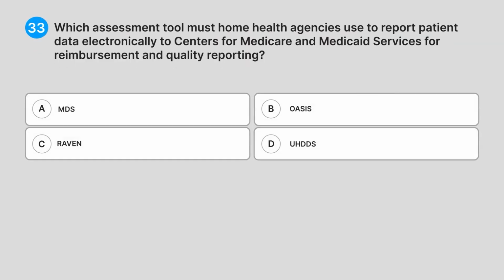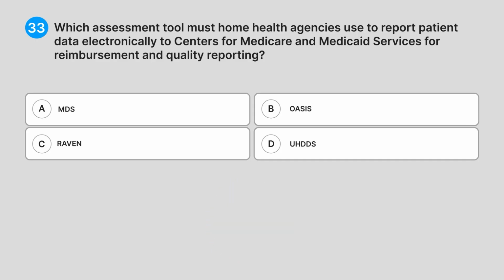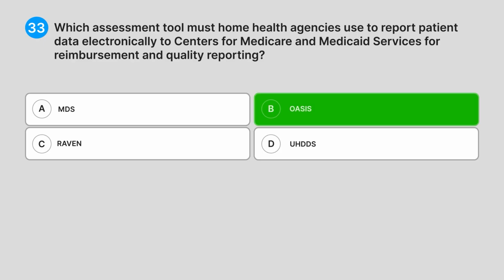33. Which assessment tool must home health agencies use to report patient data electronically to Centers for Medicare and Medicaid Services for reimbursement and quality reporting? A. MDS. B. OASIS. C. Raven. D. UHDDS. Can you guess the answer? Correct answer, B. OASIS.